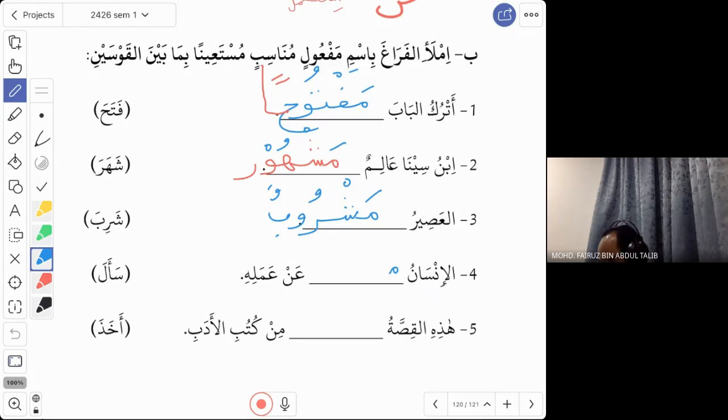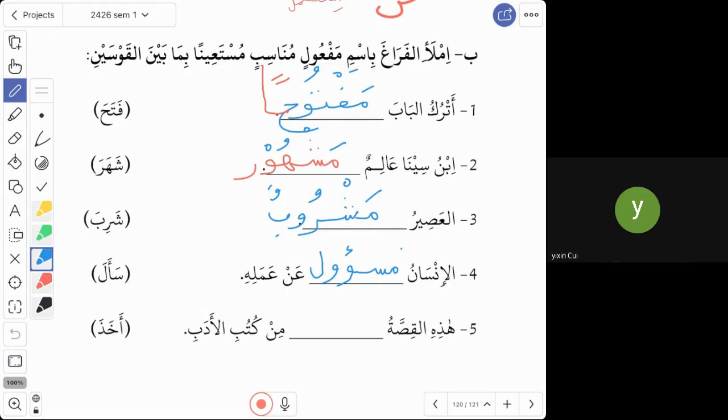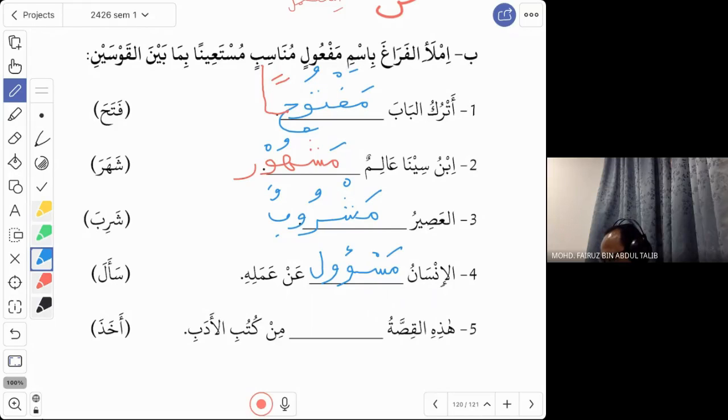So it is mas'ul. But here the way you write the hamza is now different, not the hamza with the alif. This hamza is replaced by a hamza above a waw because it involves the spelling of hamza. Hamza has different types of spelling. Sometimes you put it on an alif, sometimes on a waw, sometimes on a ya, depending on the vowel points and also the vowel point before it. So here it is mas'ul. Okay, correct. So al-insanu mas'ulun an amalihi.